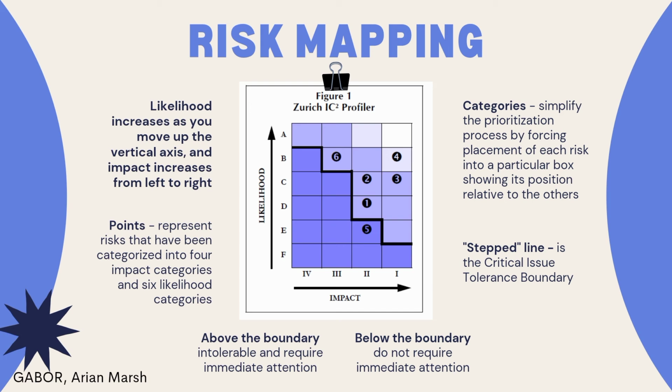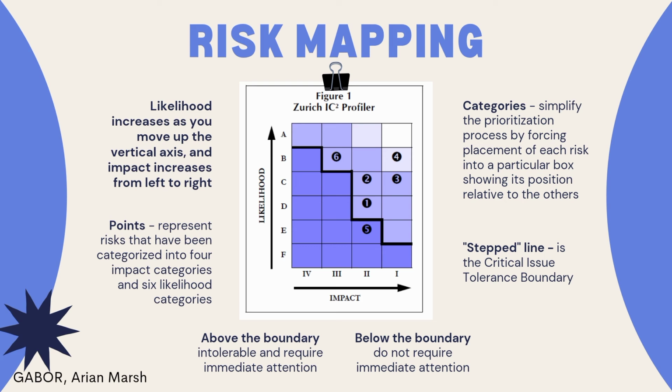This risk map depicts likelihood or frequency on the vertical axis and impact or significance on the horizontal axis. In this configuration, similar to that of a mathematical distribution curve, likelihood increases as you move up the vertical axis, and impact increases from left to right. The points in the profile represent risks that have been categorized into 4 impact categories and 6 likelihood categories.